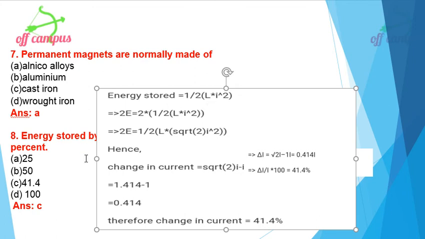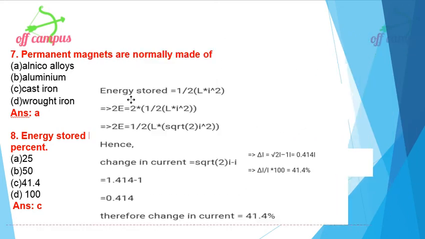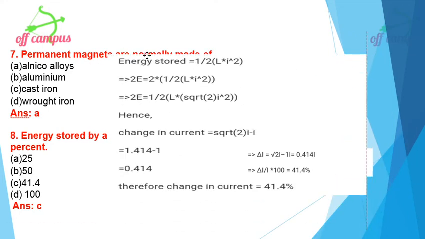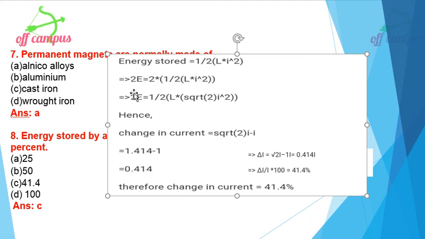What is given in the question? Energy stored by the coil is doubled. Double means it is multiplied by 2 on both sides. So, 2 into half L i squared. Keep half L as it is. How can we write this 2 as square root of 2 the whole squared? It will give the same, since square root of 2 the whole squared is 2 only. So, we can rewrite as half L into i times square root of 2, the whole squared.